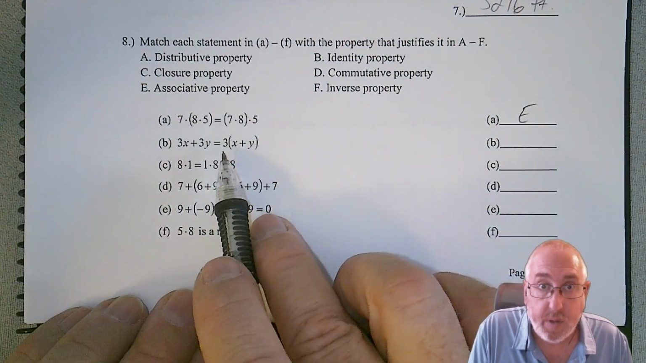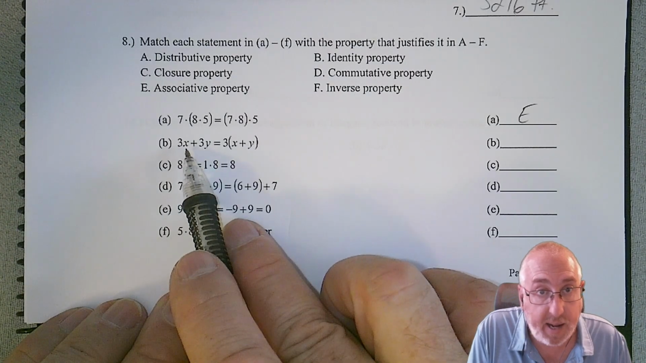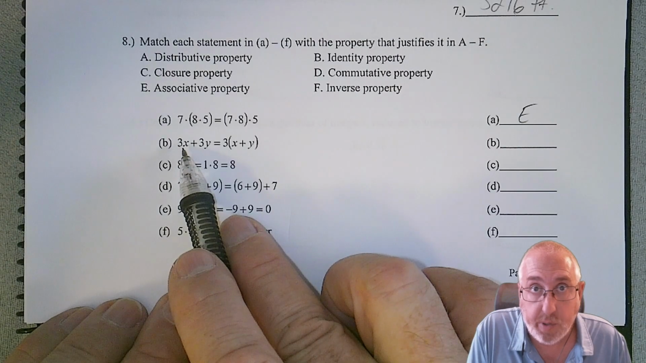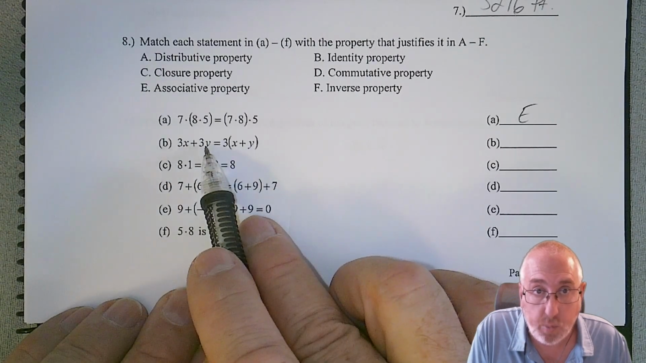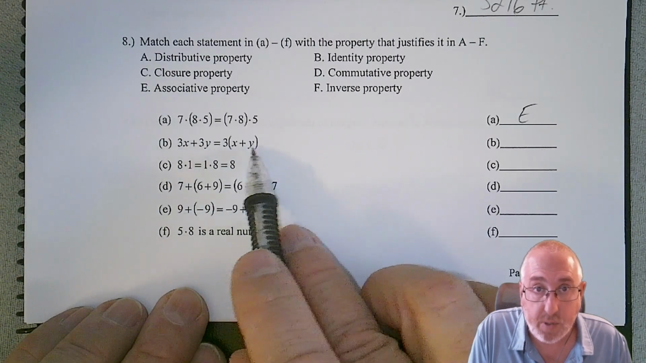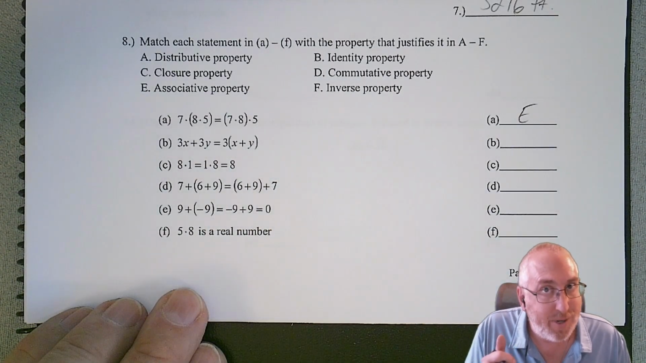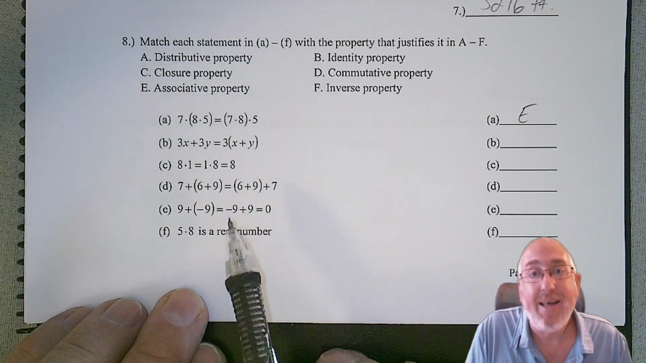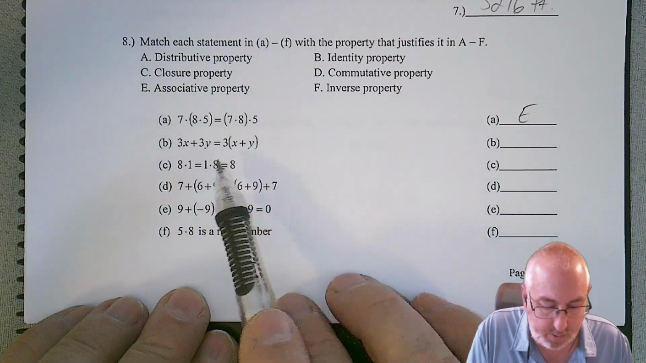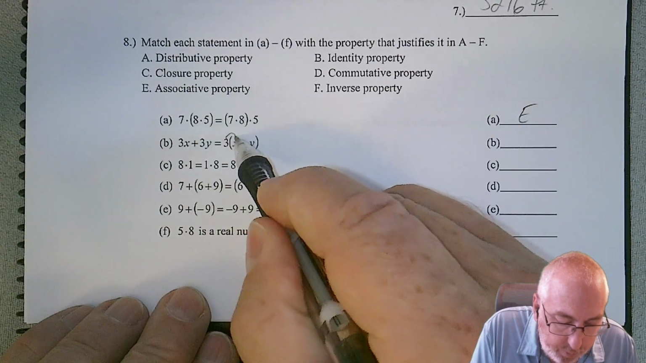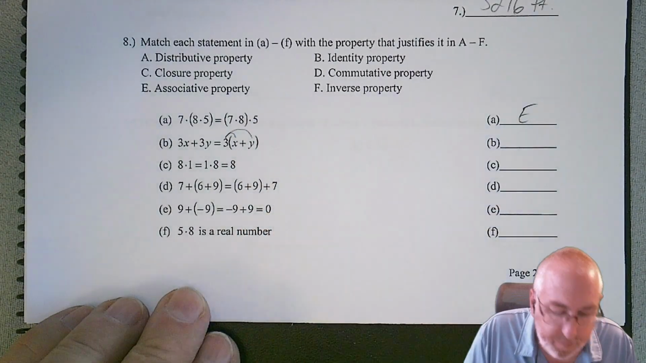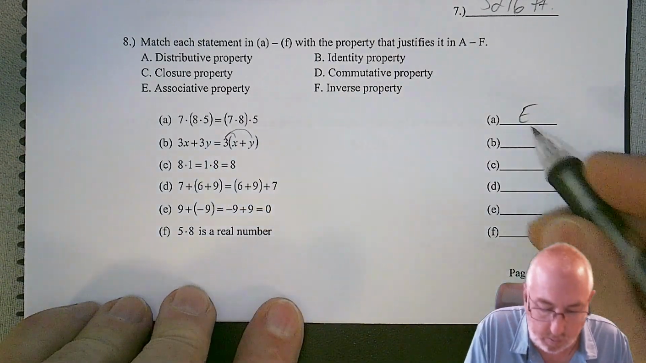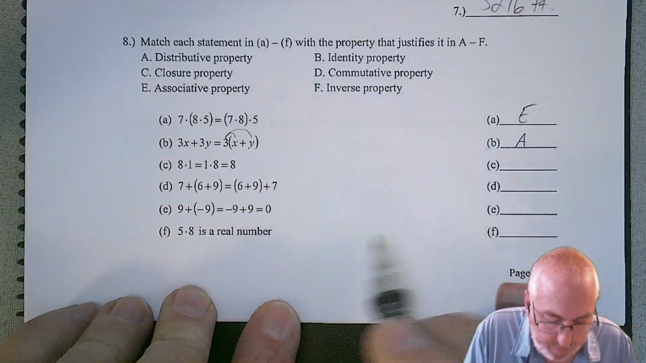Now the next one, we have 3 times x. So remember, if you have them squished together like that, that is multiplication. So 3 times x plus 3 times y equals 3 times x plus y. Now this has got 2 operations in it, so it's really a strong candidate for being the distributive property, and in fact, it is. So again, if we distribute the 3 into the parentheses, then we would see that we get the same thing that's on the left side of the equals. So this would be A.